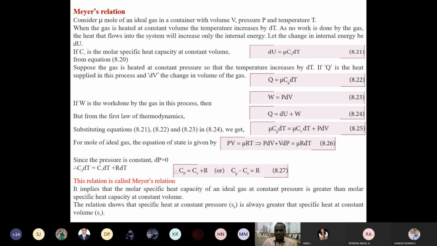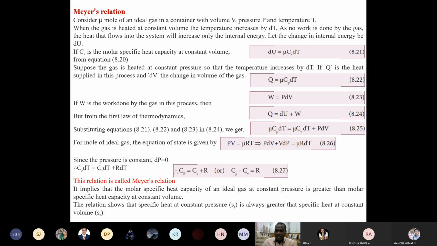Since the pressure is constant, in this constant pressure process the change in pressure is 0. So we can cancel the V dP term as 0. Then the remaining parts are Cp dT equal to Cv dT plus R dT. Here we cancel the mu's and just substitute the values.